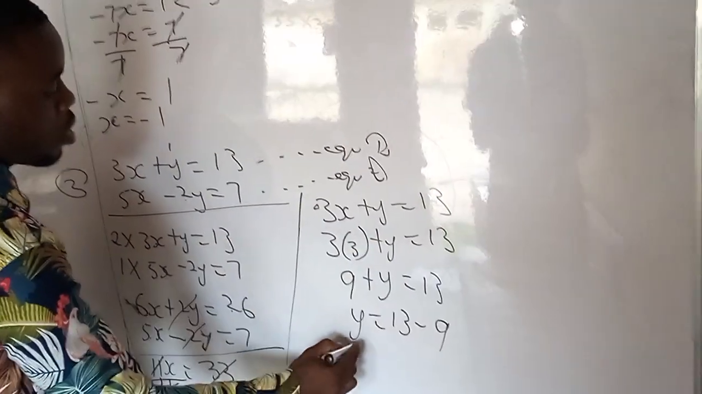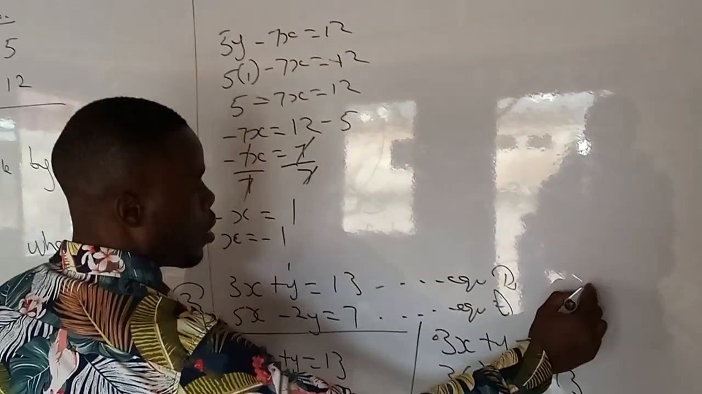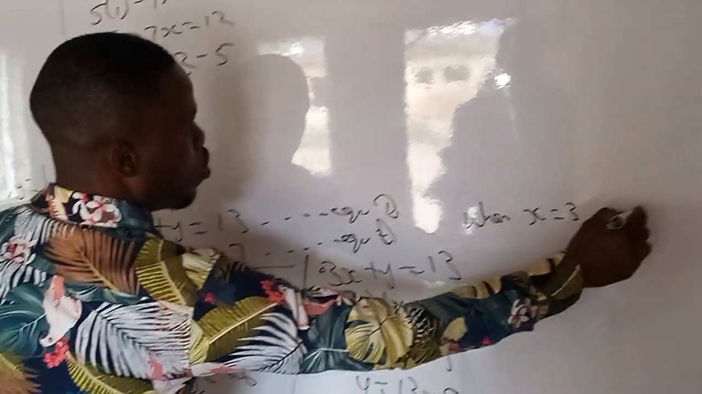This will cross to the other side. y is equal to what? 4. So when x is equal to 3, y is equal to 4.